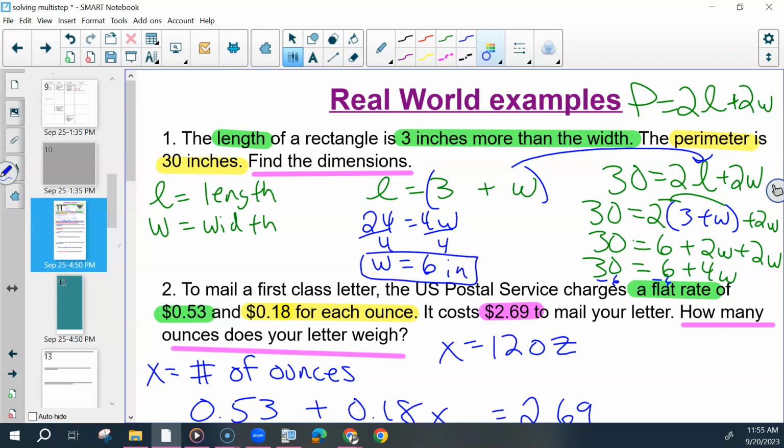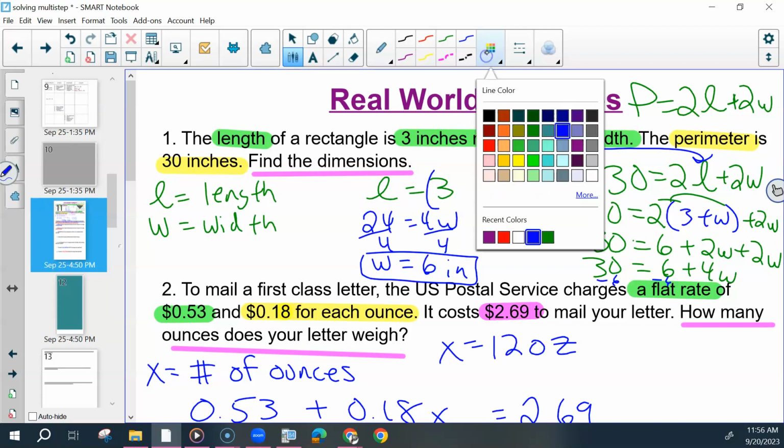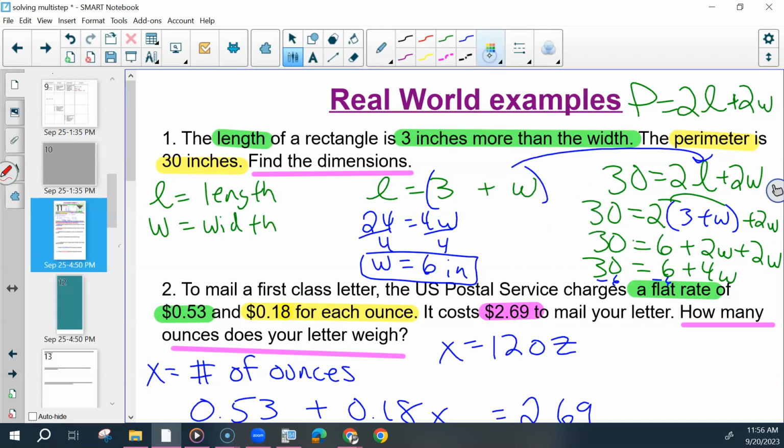Okay. But that's only half of it. It wanted us to find the dimensions. We only found half of the dimensions. So we still have to find length. How could we use our width to find our length? Add 3 inches. So we're going to take this and put it in for W. So we need to show this and then figure out what L is.